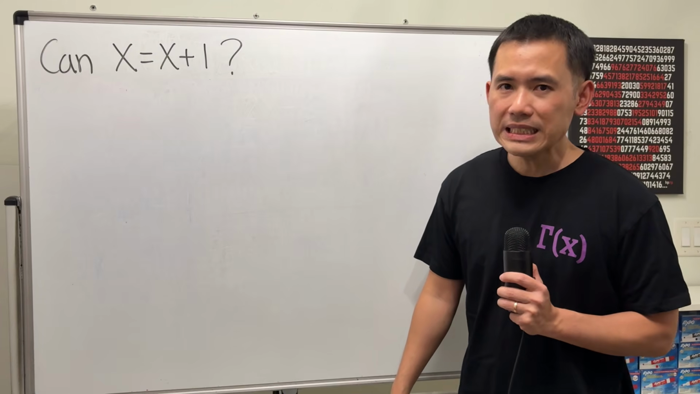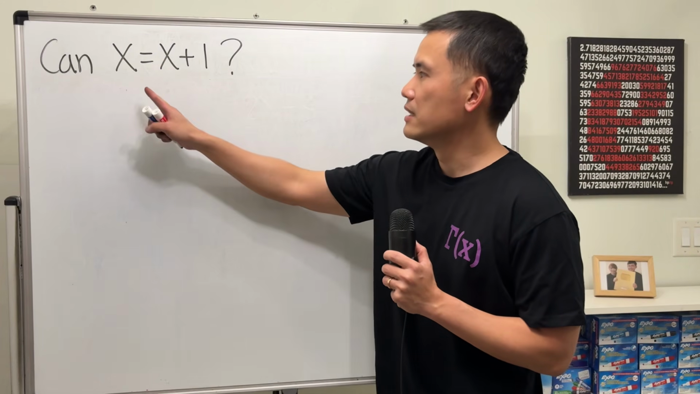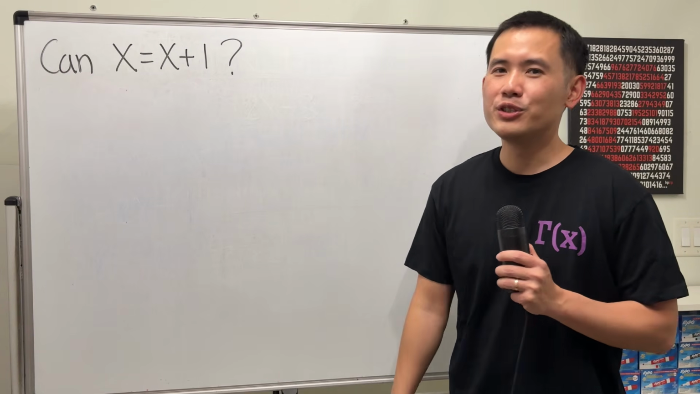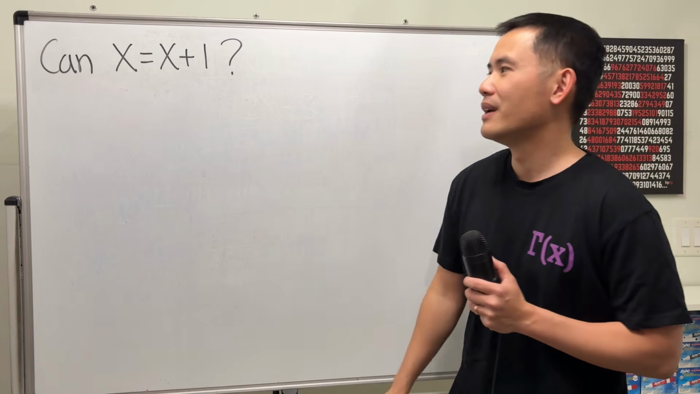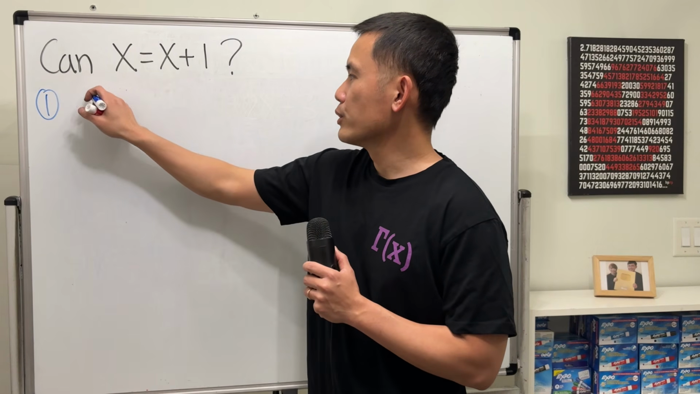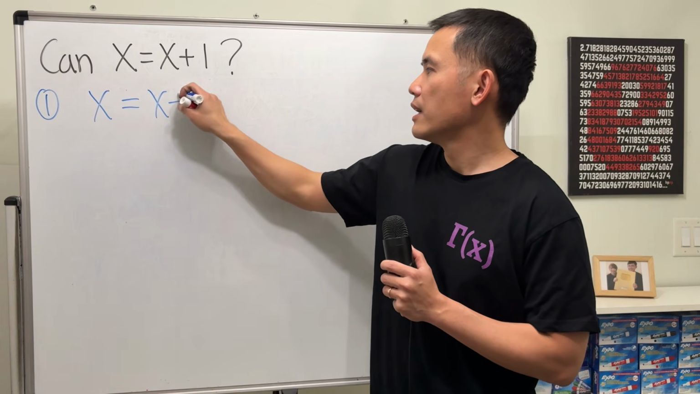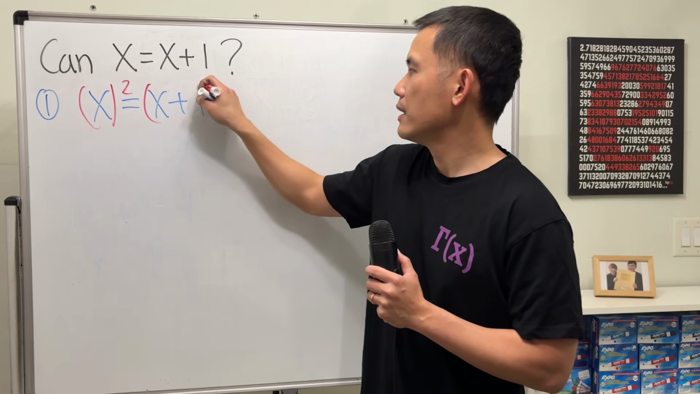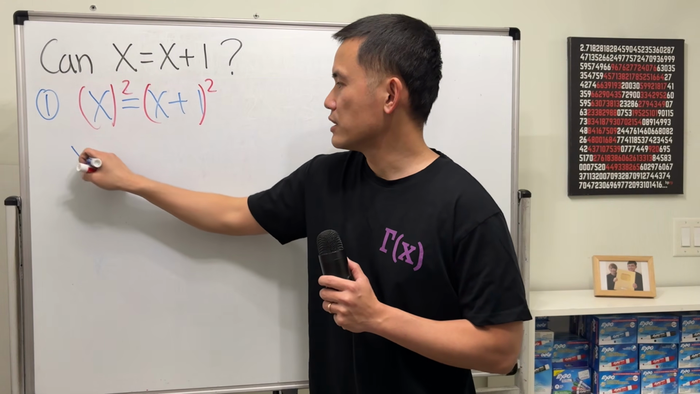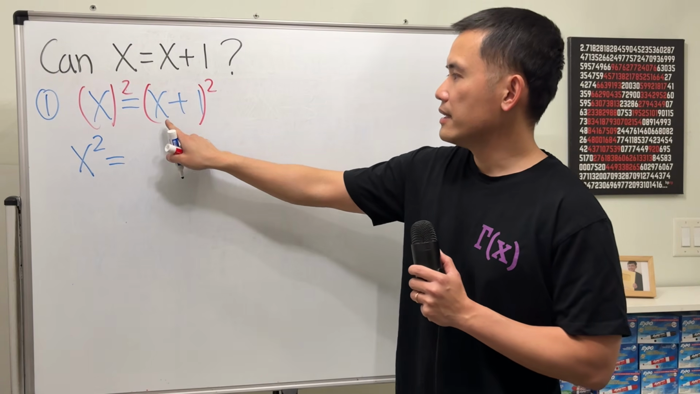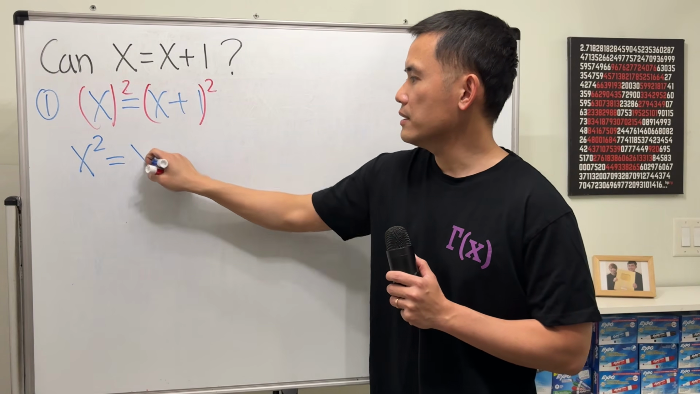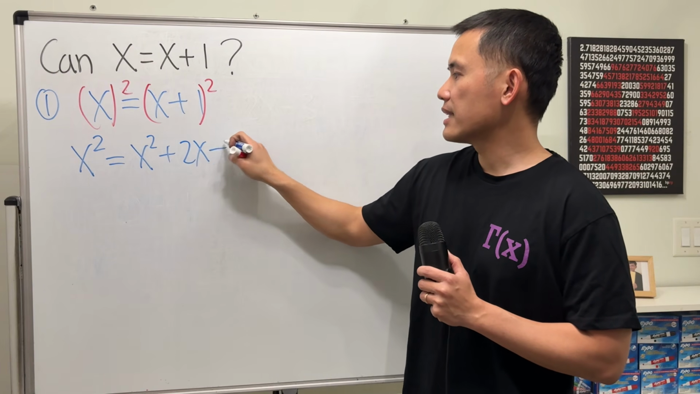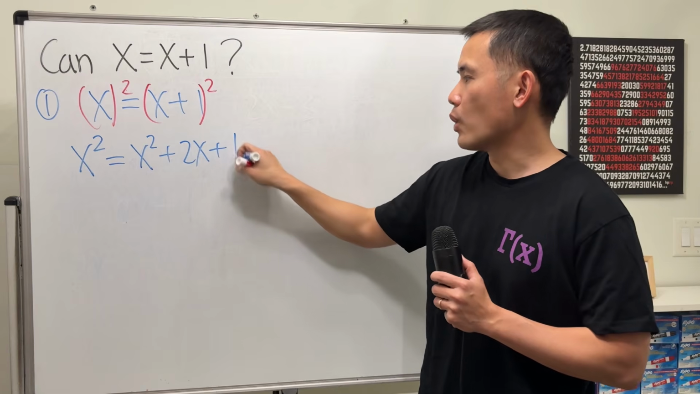Okay, is it possible for us to solve the equation x is equal to x plus 1? And before we say anything, let me just demonstrate two things for you. First, I'm going to look at this equation and I will square both sides. So the left hand side is just x squared, and then the right hand side we will get x squared plus 2 times this and that, which is 2x, and lastly plus 1 squared, which is 1.